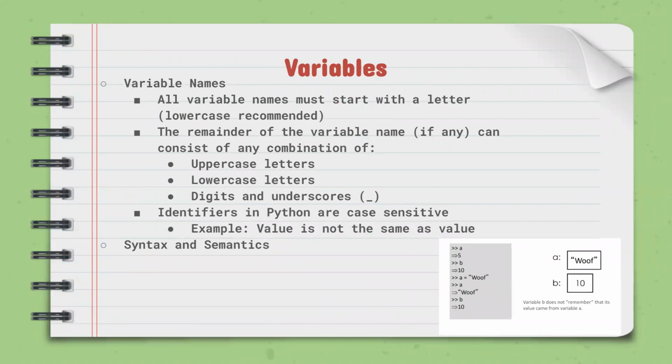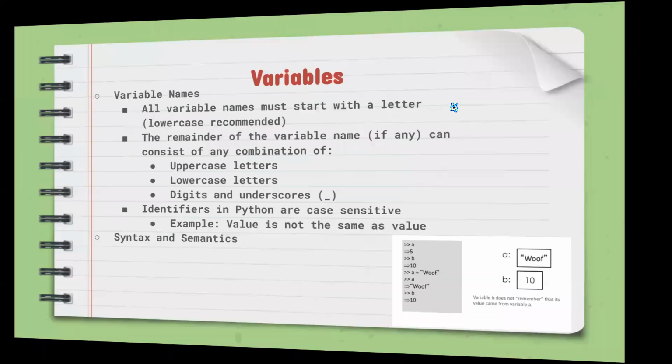So variable names all must start with some kind of letter, never a number or a weird symbol. And after that it could be numbers or letters or symbols like underscores. And Python identifiers are always case sensitive. So if there was an uppercase in one variable and an uppercase in another, they're not the same.